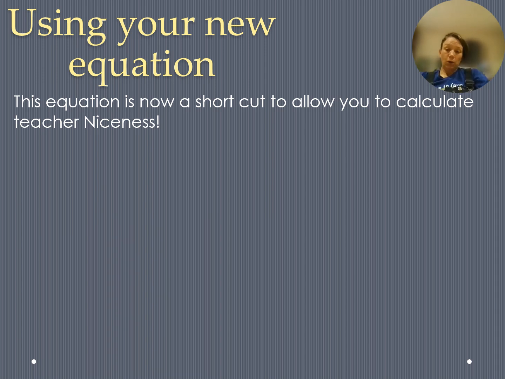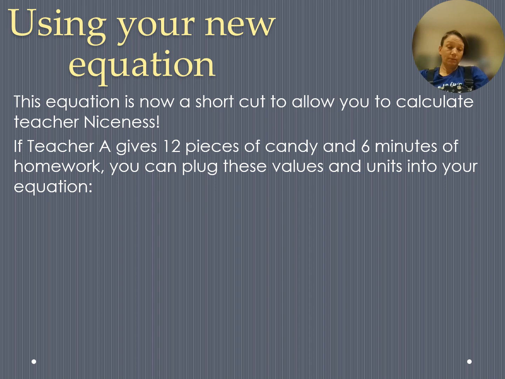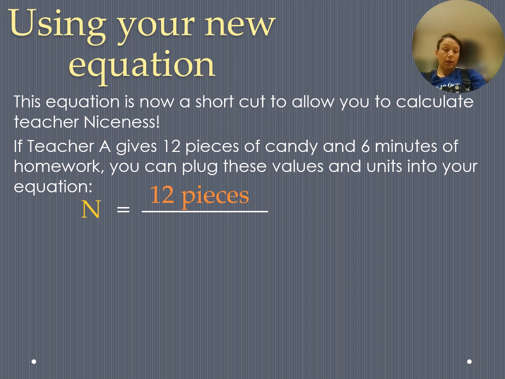This equation is now a shortcut that lets you calculate teacher niceness with just a little bit of data collection. You discover teacher A gives 12 pieces of candy and 6 minutes of homework. You can plug these values and their units into your new equation. N equals C over H, so I'm going to plug in 12 pieces of C candy on top and 6 minutes of homework H on the bottom. This can simplify down to a niceness value of teacher A of 2 pieces per minute.